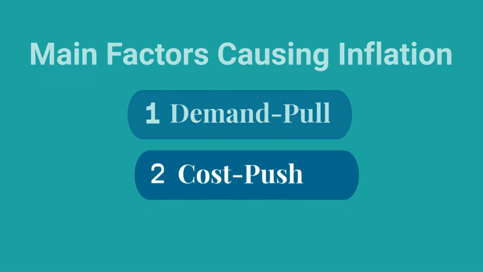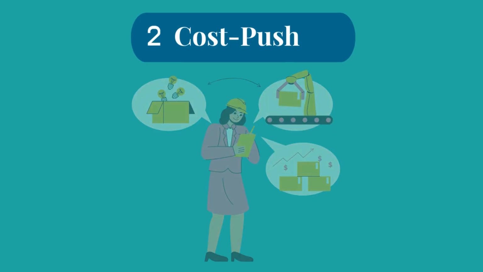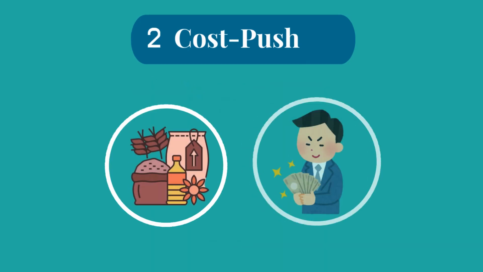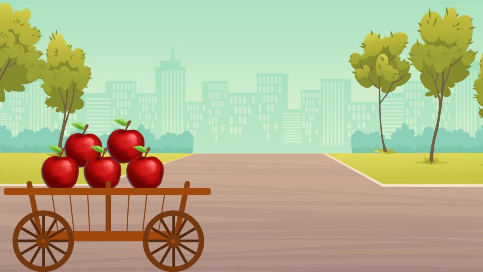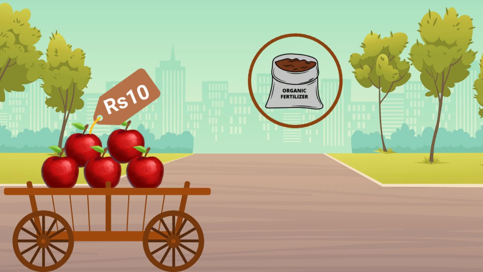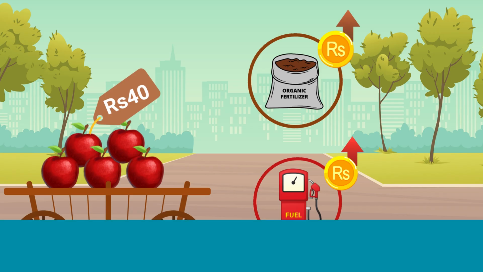Cost-driven factors. This occurs when there is a rise in the production cost for businesses, like an increase in the price of raw materials or an increase in the salary of employees. Consider the previous example of the fruit seller. If the price of fertilizers used to grow apple rises, or if the cost of petrol used in the truck for delivering the apples increases, the fruit seller will need to pay more for the apples. As a result, he will raise the prices for consumers as well.